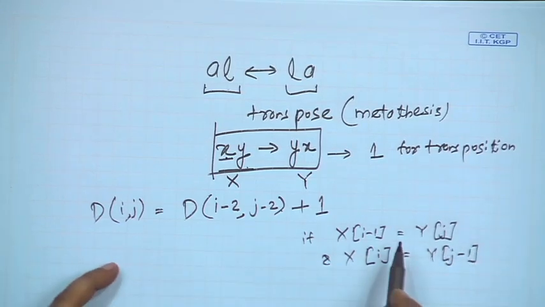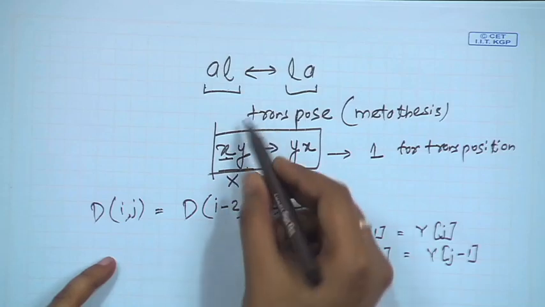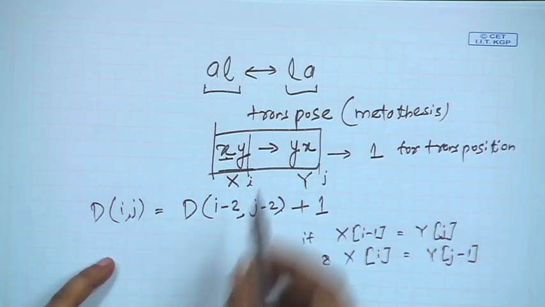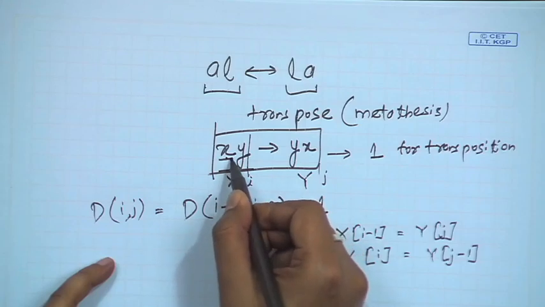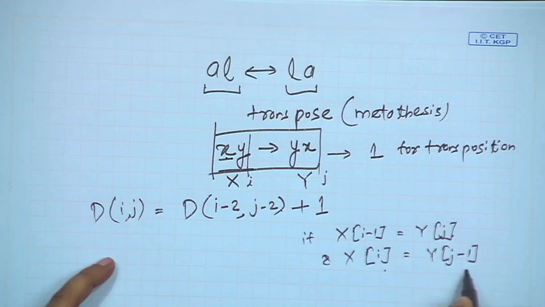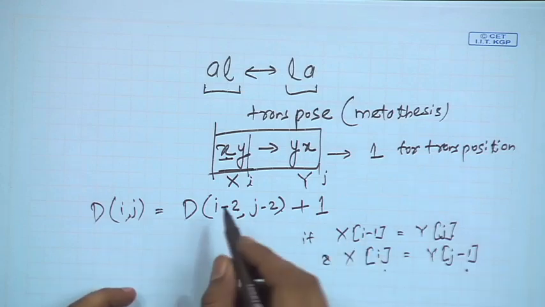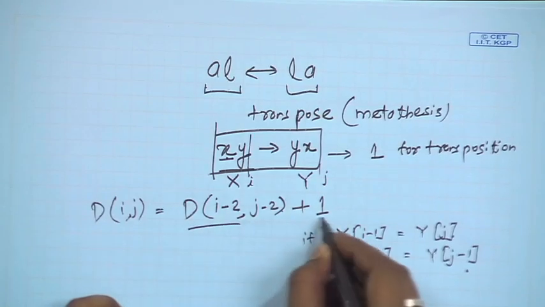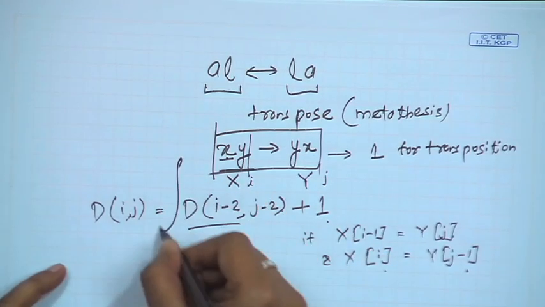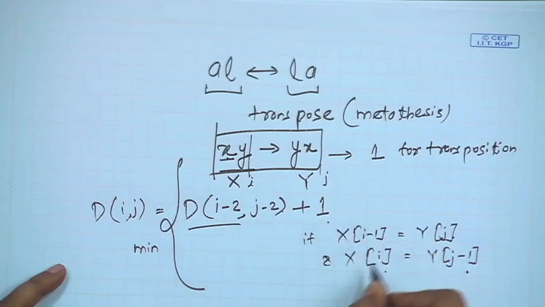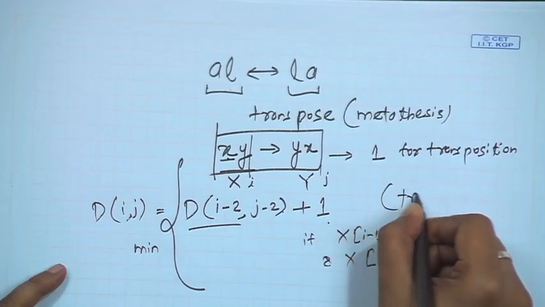Okay. So if I find that, so X is still i, and Y is still j. So if I find that the (i-1)th character of X is the same as the jth character of Y, and the ith character of X is the same as the (j-1)th character of Y, then I will say that this cost is D[i-2][j-2] + 1. So again I will take a minimum of this. If this happens, this is my transpose.